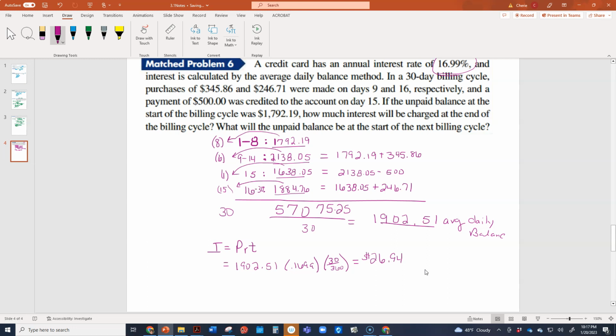So my new balance when I get my statement is going to be, where did it leave off? My last balance was this number right here. That's where my last daily balance was. Now I've got to add that $26.94 because they're charging me interest. So when I get my credit card statement, it's going to say that I owe $1,911.70.